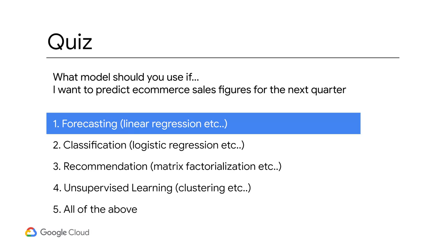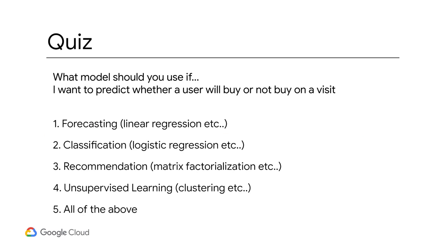Now, let's look at another question. What model would you use if your problem was to predict whether a user will buy or not during a visit? The choices are 1. Forecasting, 2. Classification, 3. Recommendation, 4. Unsupervised learning, and finally 5. All of the above. What would your choice be?